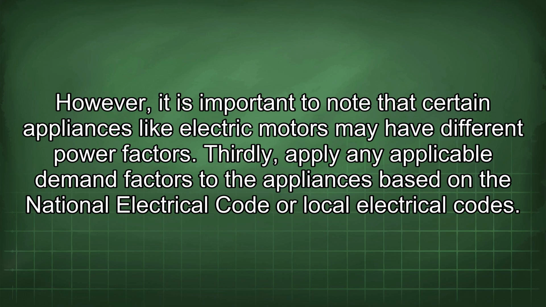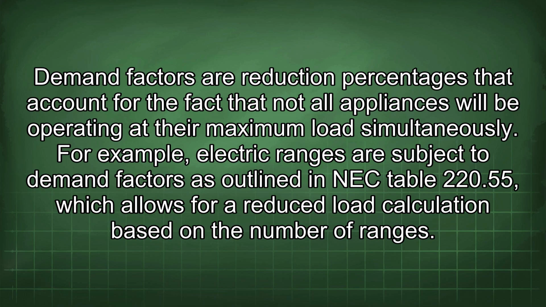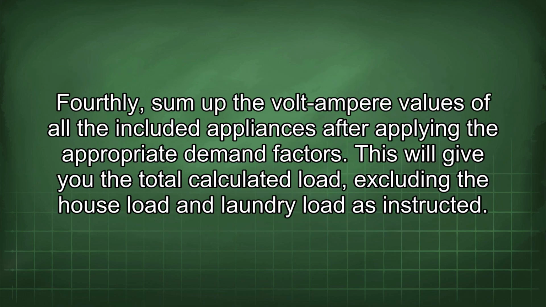Thirdly, apply any applicable demand factors to the appliances based on the National Electrical Code or local electrical codes. Demand factors are reduction percentages that account for the fact that not all appliances will be operating at their maximum load simultaneously. For example, electric ranges are subject to demand factors as outlined in NEC Table 220.55, which allows for a reduced load calculation based on the number of ranges. Fourthly, sum up the volt-ampere values of all the included appliances after applying the appropriate demand factors. This will give you the total calculated load, excluding the house load and laundry load as instructed.